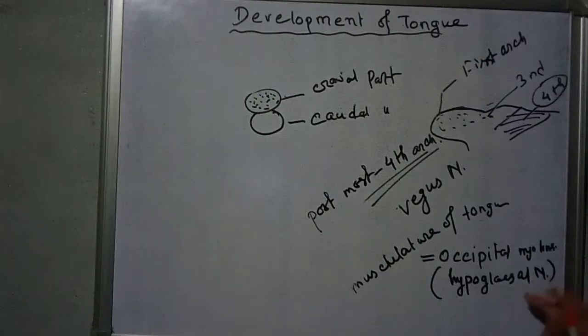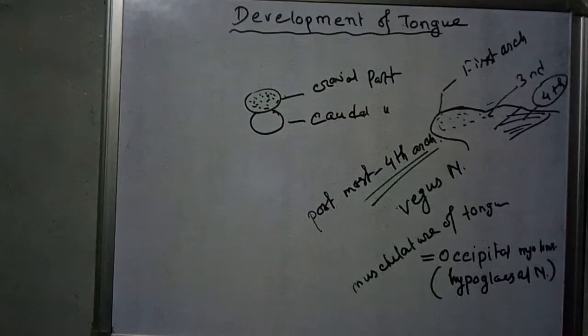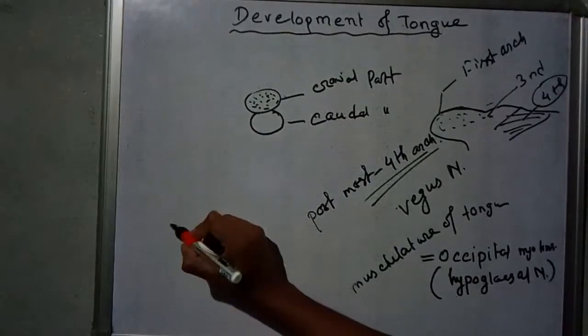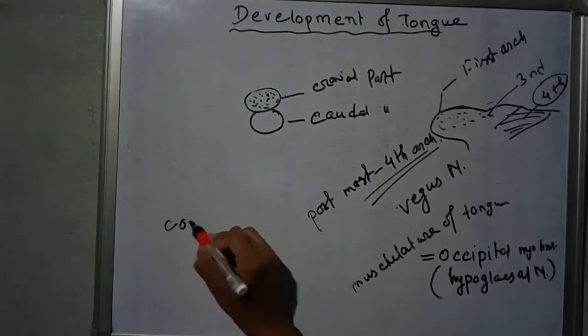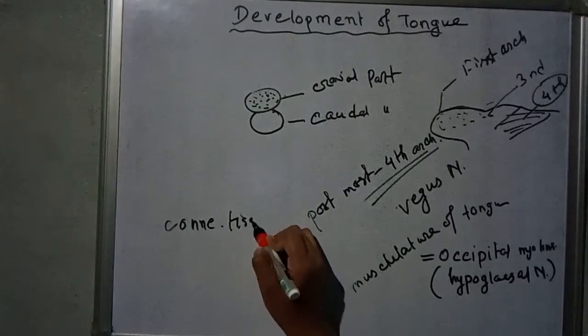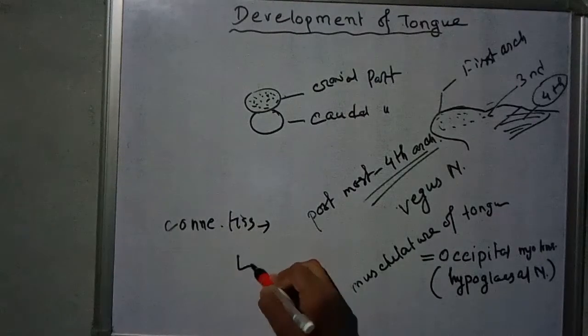And the connective tissue develops from the local mesenchyme.